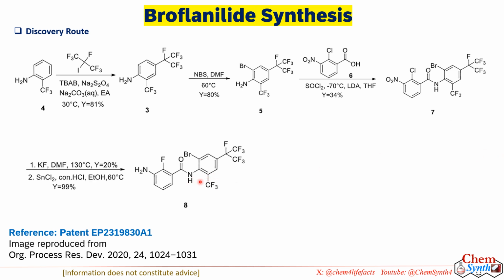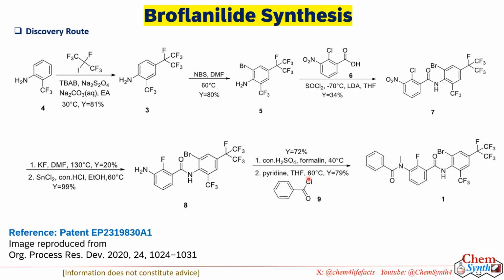Next step was SNAR reaction to displace this chlorine by fluoride. For this purpose, they have used potassium fluoride as the fluoride source, but yield was not that much good. You can see yield was only 20% at this step. Next, they have reduced this nitro group to amine group by using tin chloride.